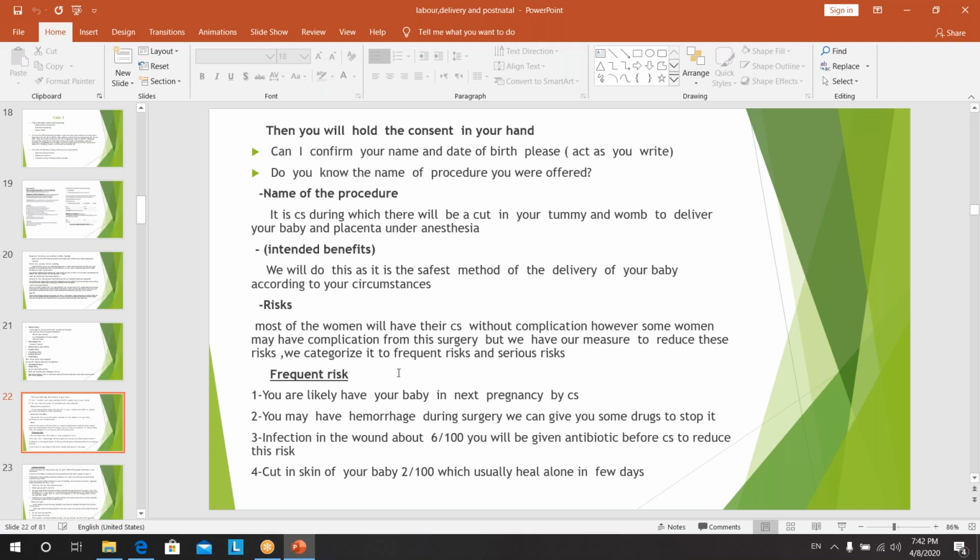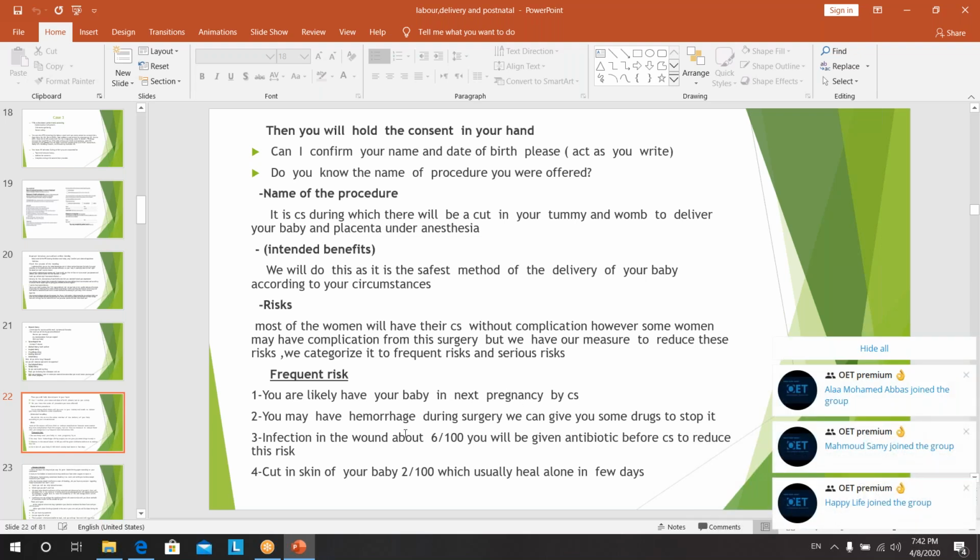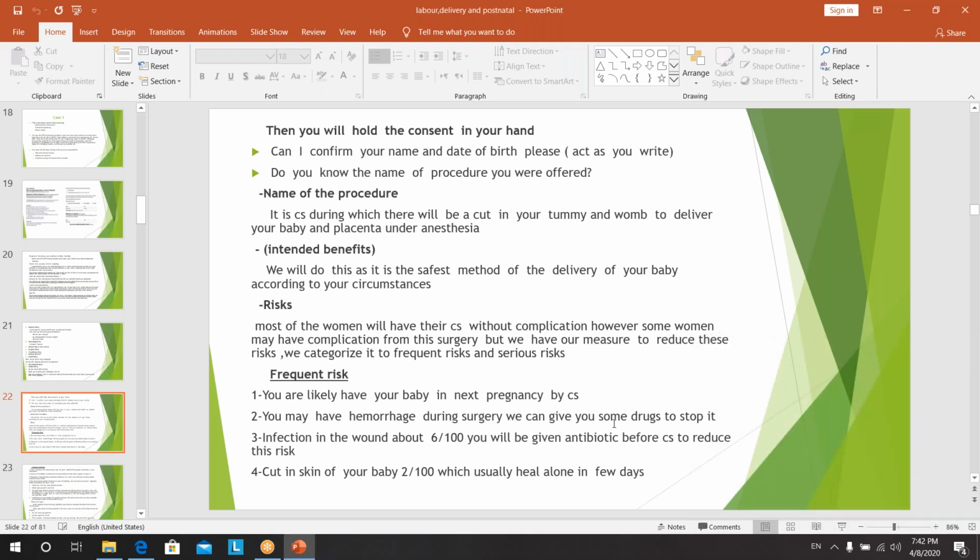We can categorize these risks into frequent and serious risks. And you come under the frequent risks, and you mention some of the frequent risks of the cesarean section, as you know from the consent advice. You are likely to have your baby in the next pregnancy by cesarean section. You may have a hemorrhage during the surgery, and we can give you some drug to stop it. And there is a risk of infection about 6 in 100. If you remember the figure, it's okay to mention it. If you don't remember the figure, okay, don't mention any wrong figures.